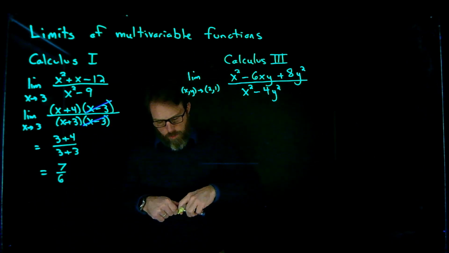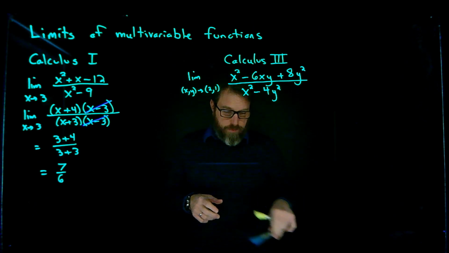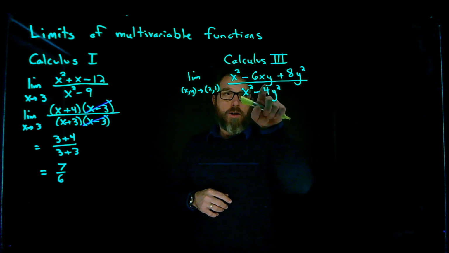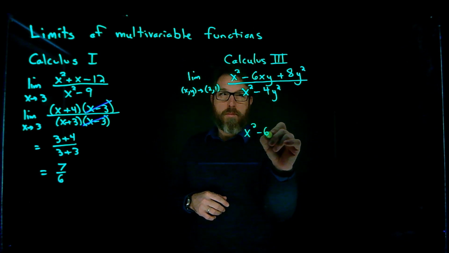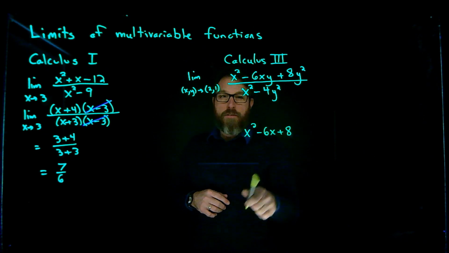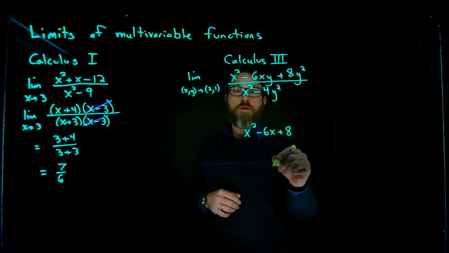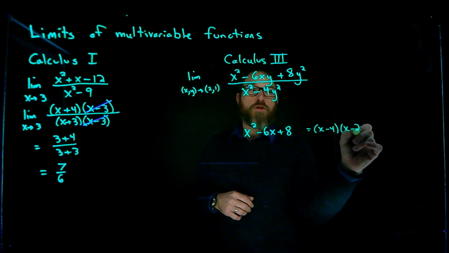Now similarly, when we get to Calculus 3, we're going to do the same thing. We're going to factor the top, we're going to factor the bottom. Now, the way this numerator factors, let me give you a hint. If I have x squared minus 6x plus 8, for instance, if you can factor this trinomial, you can factor this trinomial. This factors into an x minus 4 and x minus 2.